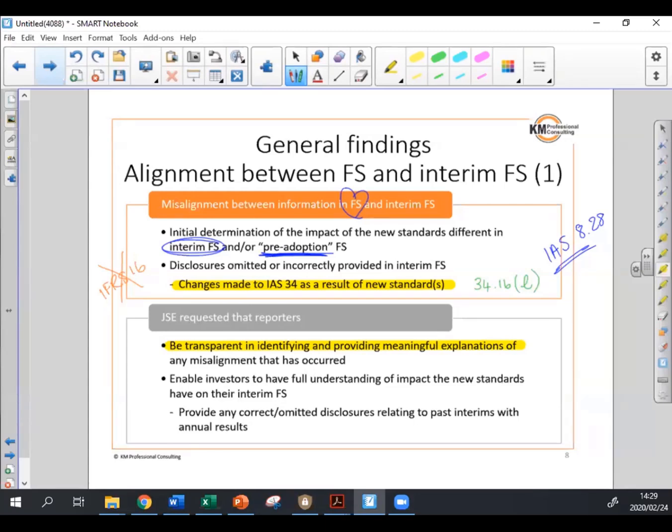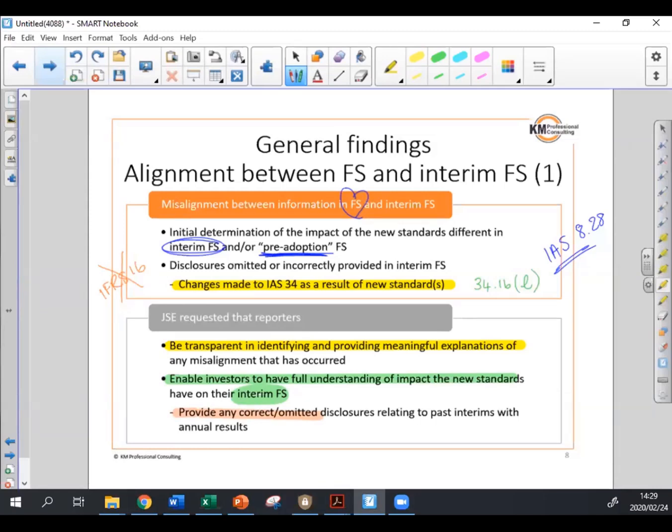Maybe it's an insignificant subsidiary that got lost along the way. Maybe we all know what year-end procedures are about, and obviously things can fall through the cracks. The sooner we own it, the better. It's just to really enable investors to have a full understanding at the interim. So if we have left something out, the JSE is categorically saying to us, just provide any corrected or omitted disclosures in your next annual results.